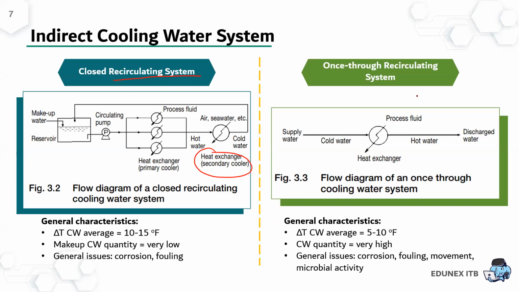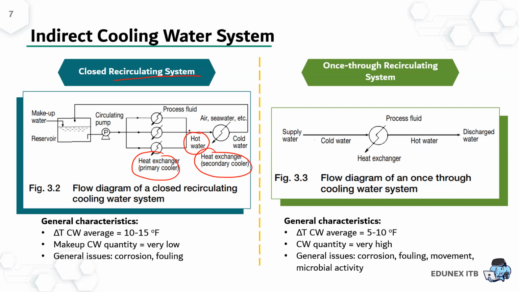It is to cool more, sir. To cool more, okay. Yes, to reduce the temperature, of course. Because from the heat exchangers, the primary cooler, it will give you hot water in here, and using a secondary cooler, it will produce colder water before it goes through to the cooling water tank, in here.